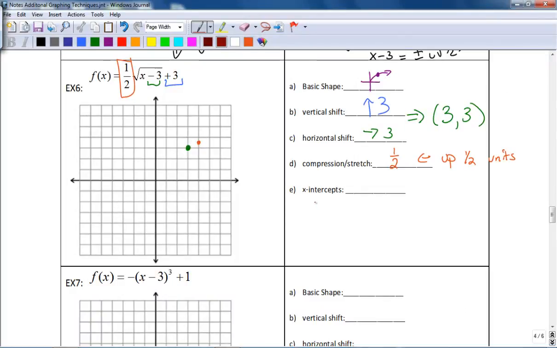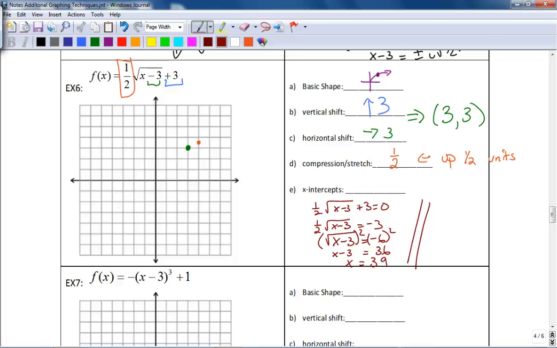X-intercepts, I set 1/2 times the square root of x minus 3, plus 3 equal to 0. Let's solve this for x. So 1/2 times the square root of x minus 3 is equal to negative 3. Multiply both sides by 2 to clear your fraction, and you get the square root of x minus 3 is equal to negative 6. If I square both sides, I get that x minus 3 is equal to positive 36. Solving for x, I get that x is equal to 39.